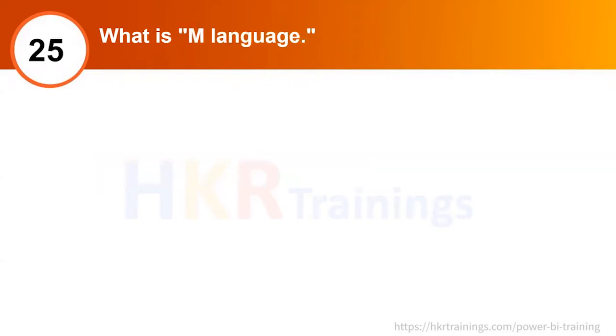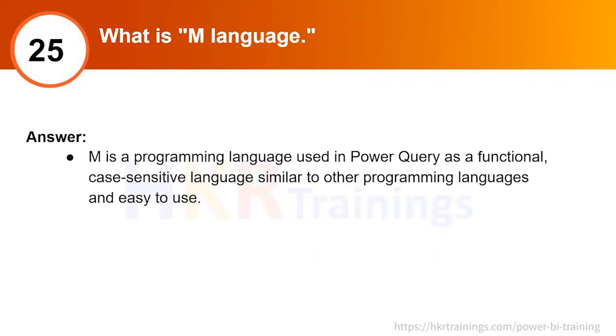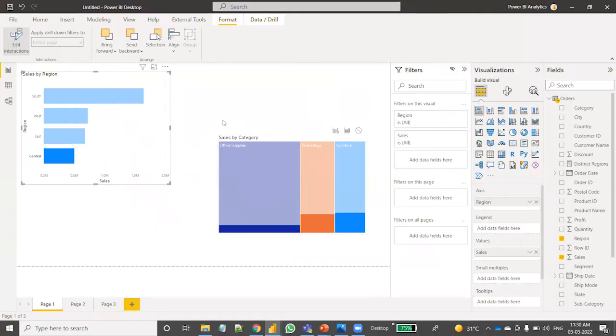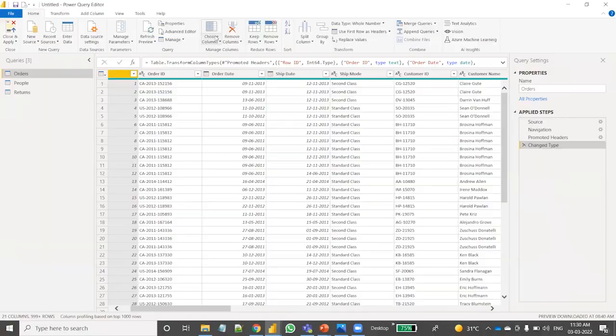And the next question is, what is M language? M language means we call it a mashup language. And this mashup language will be used in Power Query to do advanced transformations. For example, this is the Power BI tool. I'm opening the Power Query.